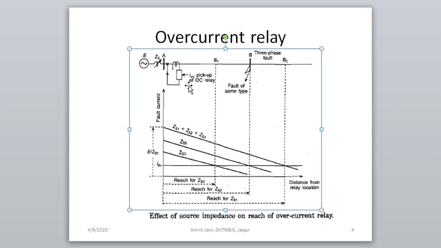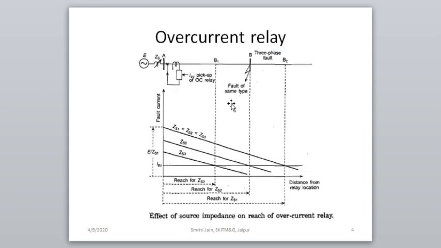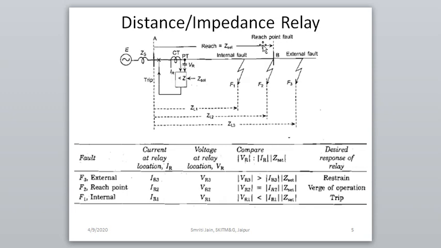Now the overcurrent relays also vary. The reach of the relay also varies with the source impedance. These three are source impedances as we saw in the previous slide. For the three faults, the source impedances will vary and the reach of the relay will vary similarly. So it is not desirable, and hence we adopt a distance relay or impedance relay, so that this shortcoming can be overcome.